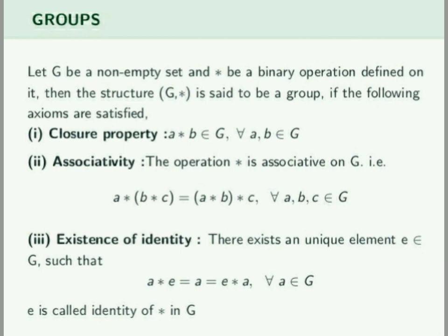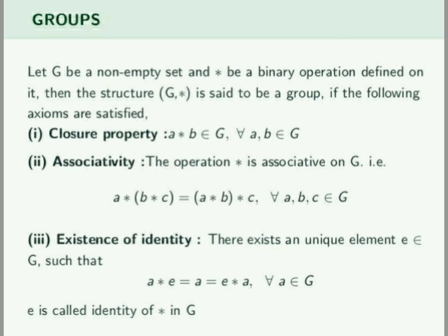Second one, associativity. Consider any three elements in G, that is a, b, c belongs to G, which satisfy the following condition: a star (b star c) equals (a star b) star c for every a, b, c belongs to G. Therefore, it satisfies the associative property. Third one, existence of identity. There exists a unique element e belongs to G such that a star e equals e star a equals a for every a belongs to G, where e is the identity element of G.